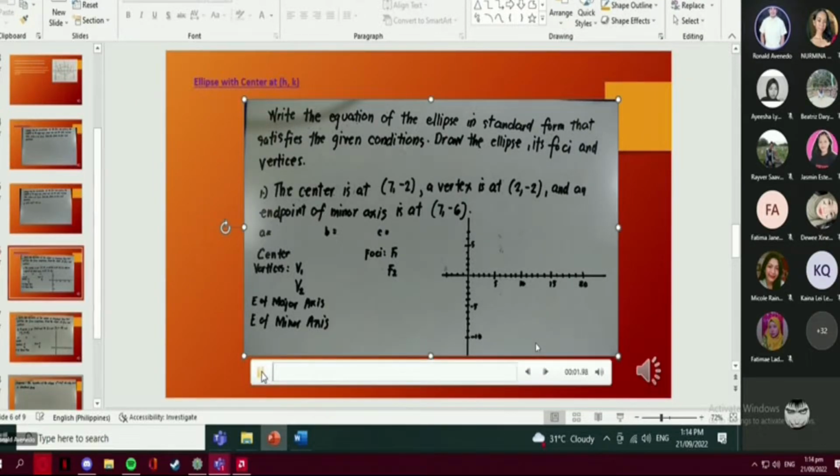Example, write the equation of the... Can you hear the voiceover? Yes, sir.